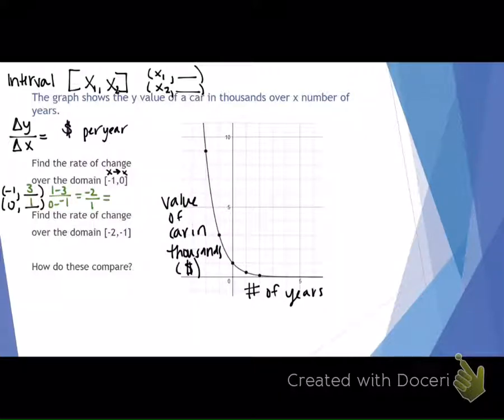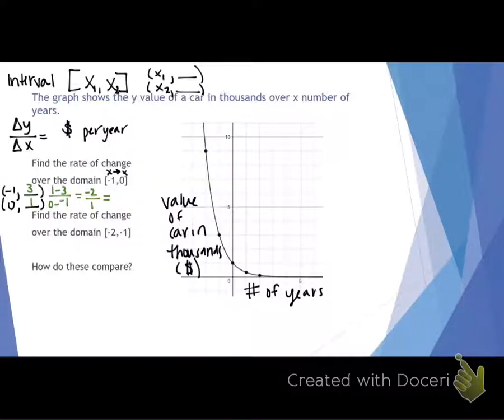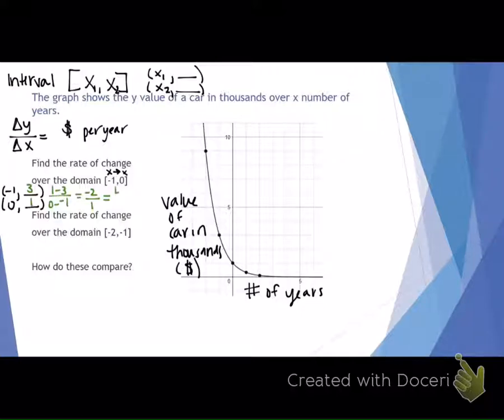So what does that mean in context? Yes, Jordan. Each year the car price is going up like that. By what? How many thousand? Negative 2,000, right? This says the value of the car in thousands. So this means negative 2,000. You see? So it's losing value by $2,000 per year.